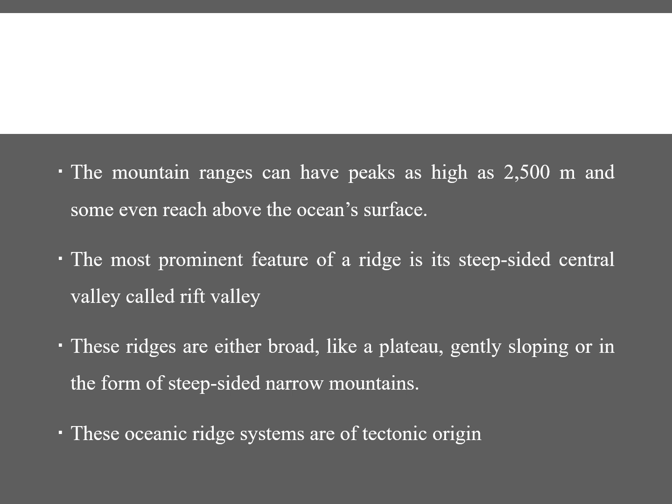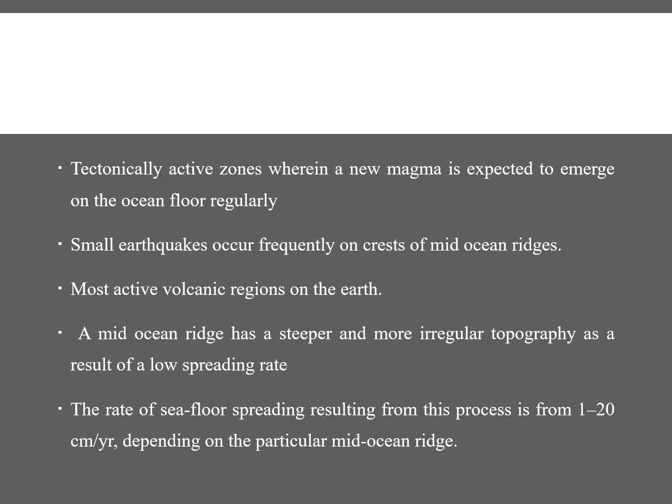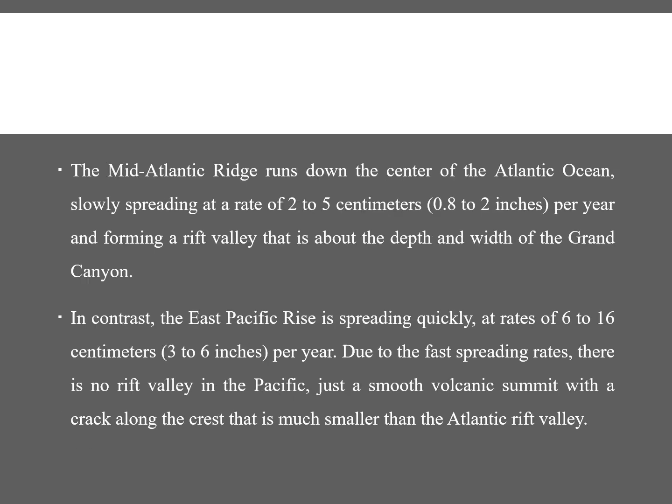The oceanic ridge systems are of tectonic origin. They are tectonically active zones wherein new magma is expected to emerge on the ocean floor regularly. Small earthquakes occur frequently in the crest of mid-oceanic ridges, and the most active volcanic regions of the earth are mid-oceanic ridges. They have a steeper and more irregular topography as a result of a low spreading rate. And the rate of ocean floor spreading resulting from this process is from 1 to 20 centimeters per year, depending upon the particular mid-oceanic ridge.